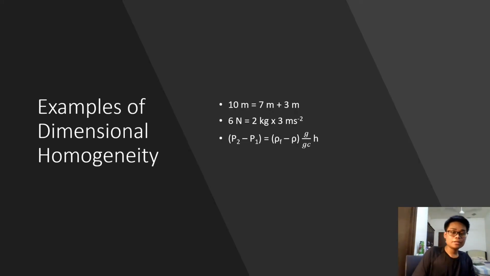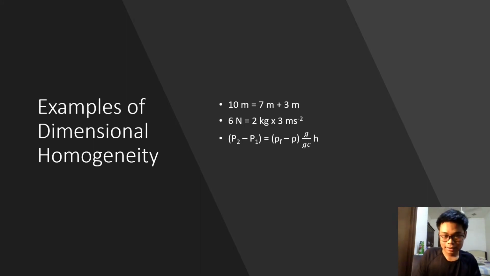Now, let's look into further examples of dimensional homogeneity. The first one, we have 10 meter equals to 7 meter plus 3 meter. In this example, the dimensional homogeneity is achieved because on both sides we have meter, and the equation is also valid because 7 plus 3 is equal to 10. For the next one, we have 6 newtons equals to 2 kilogram times 3 meter per second square. This is also valid because newton is actually equal to kilogram times meter per second square.